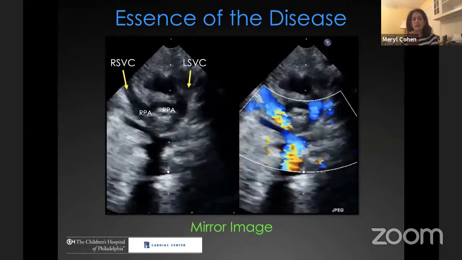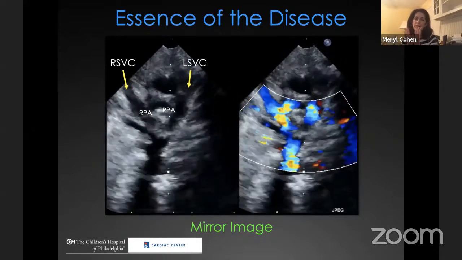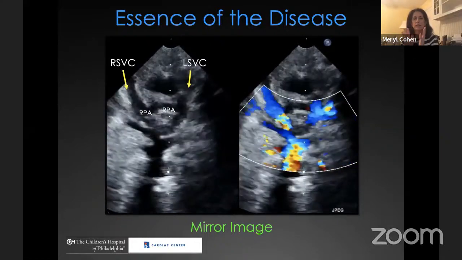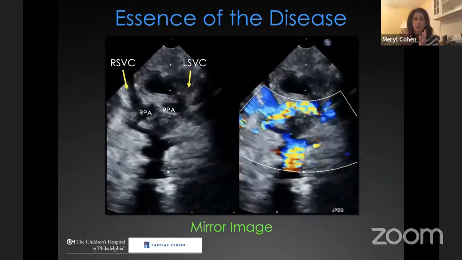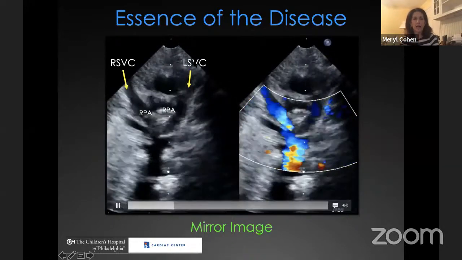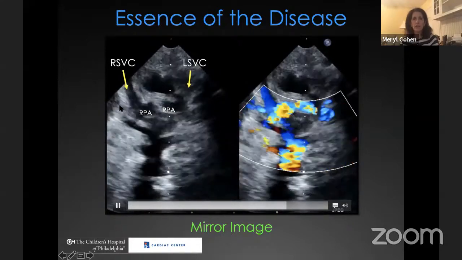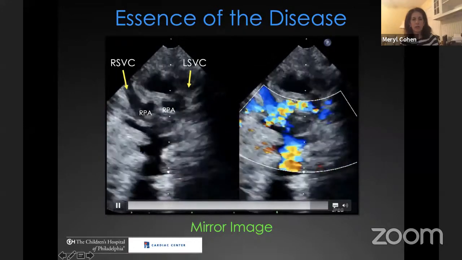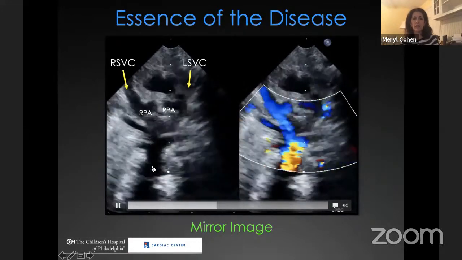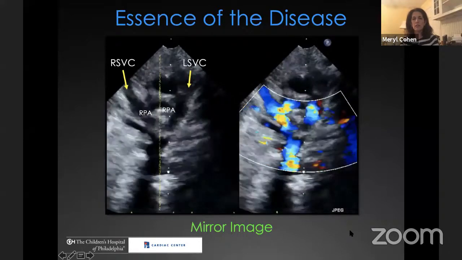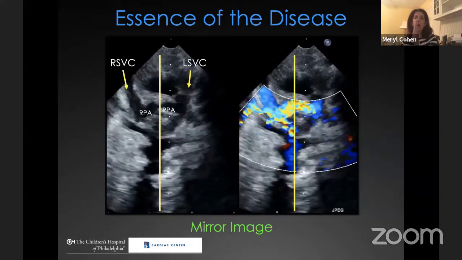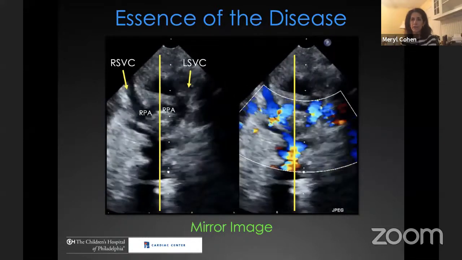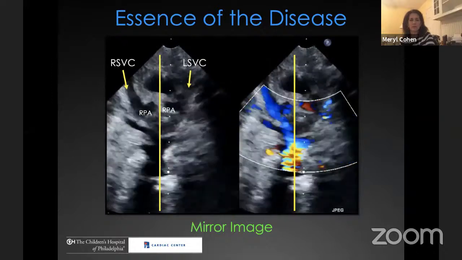And this is actually one of my favorite clips of echo that I have, because it really tells the story of mirror image. Here you have bilateral superior vena cava, you have two right pulmonary arteries, you have total anomalous pulmonary venous connection with the veins coming down to a vertical vein, such that if you really just draw a line here, you can see the mirror image nature of this disease in this patient with right isomerism.